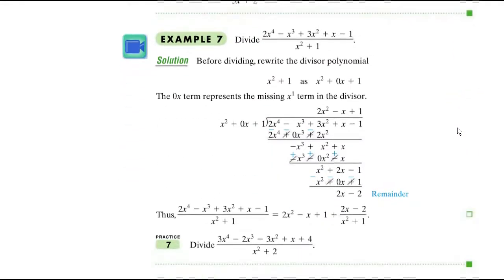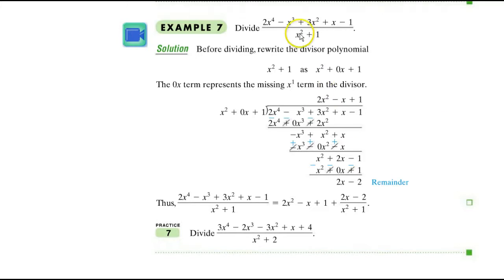Now example 7. Notice that in our divisor there is no x to the first power. So what they're going to do there is put in a 0x. It doesn't have any value, but it helps to keep the sequence of events straightforward. So again, I could write it out. It is all listed there. The key to this one is that your remainder is a little bit tricky. It's 2x minus 2 all over this.